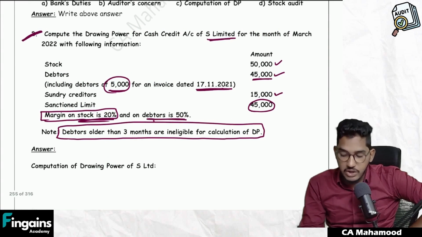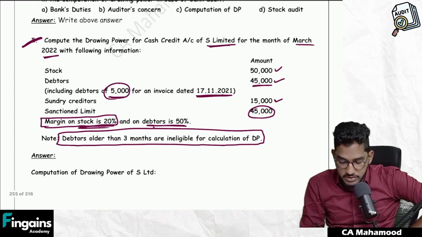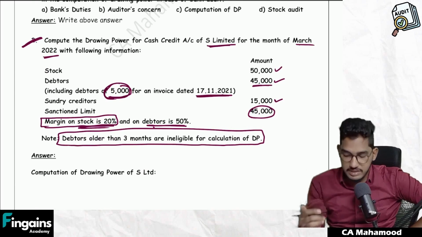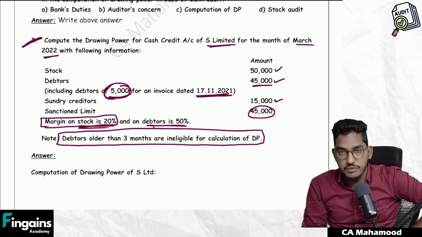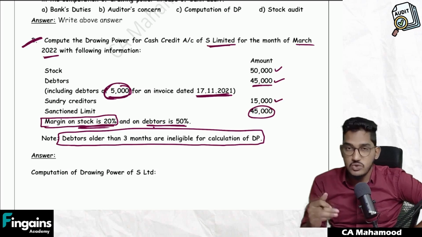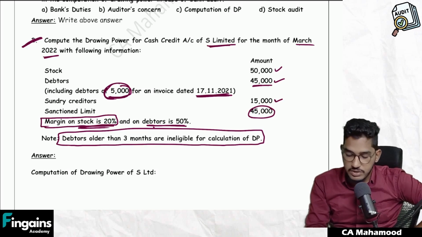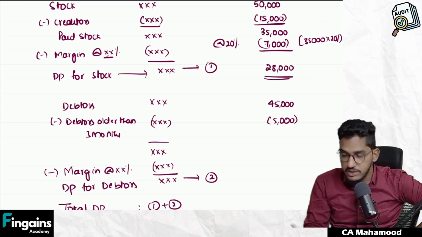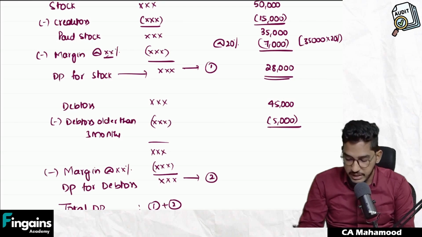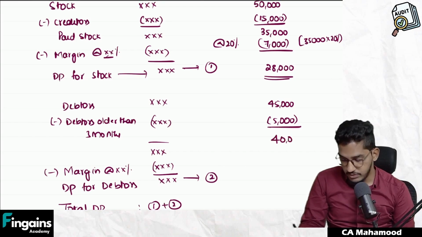Whereas we are calculating the drawing power for March 2022. That means the debtor for this 5,000 rupees is older than 3 months. Invoice is dated on 17th of November. We are calculating drawing power on March 2022. So this debtor is overdue for 3 months, or this debtor is older for 3 months. This 5,000 we have to reduce. Out of total debtors of 45,000, 5,000 worth of debtors which are older than 3 months, we will eliminate it. Now you will get 40,000.